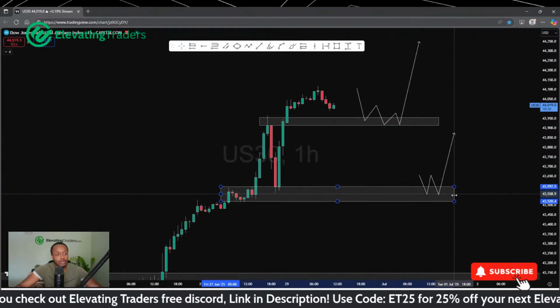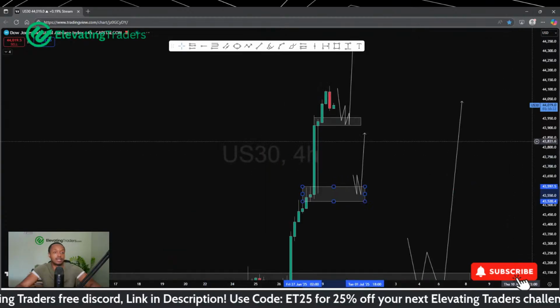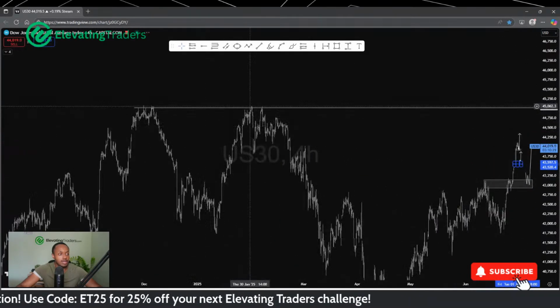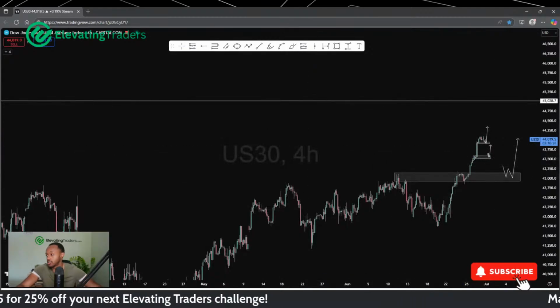So yeah, US 30 very bullish. I would only be looking to buy this. Only looking to buy. Few zones to keep an eye out for. But targets back to 45k pretty much.